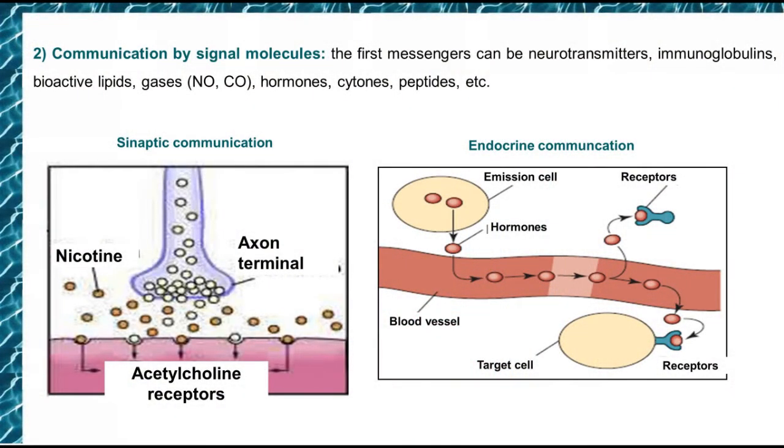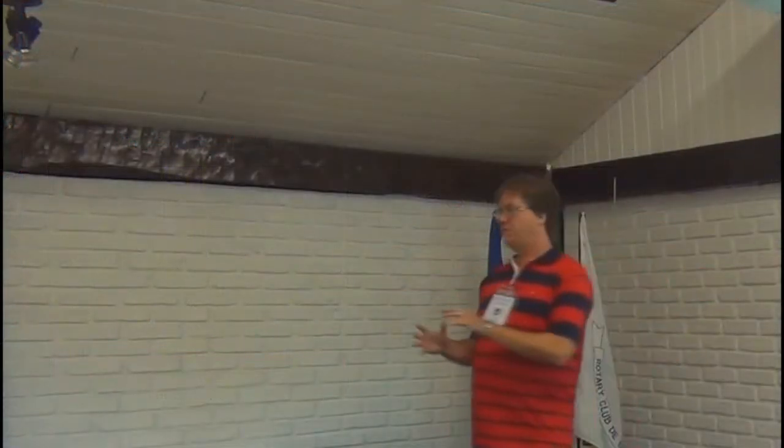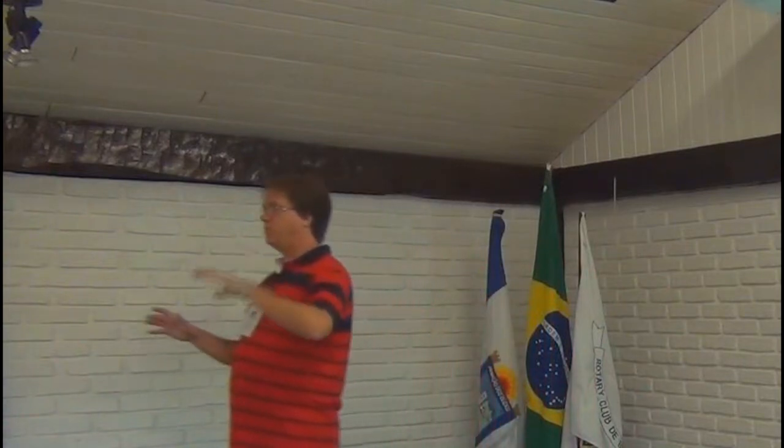So we can identify different structures, different molecules, proteins, peptides, lipids, cytokines that are involved in long-term communication of different cell types.